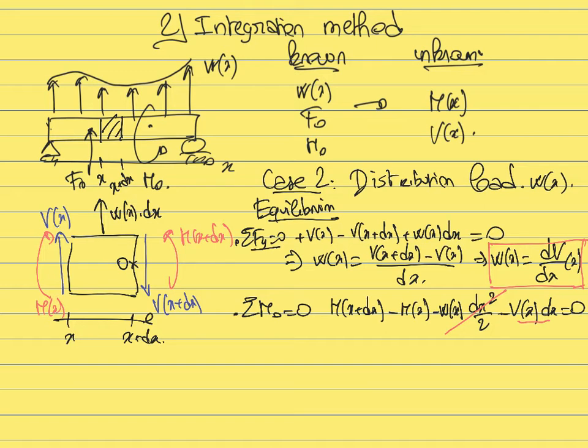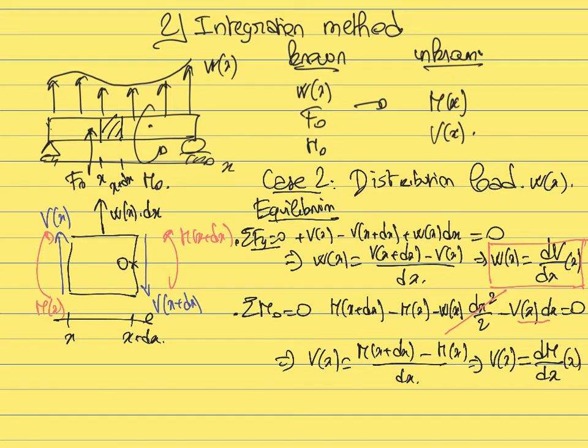Based on this, what I can write is that the internal shear V of x is equal to the internal moment at x plus dx minus the internal moment at x, divided by dx. Again, we see here the definition of the derivative, but this time it's the derivative of the internal moment. So we find another very important relationship, which is that the internal shear at a given point is equal to the derivative of the internal moment. That's a second important relationship.